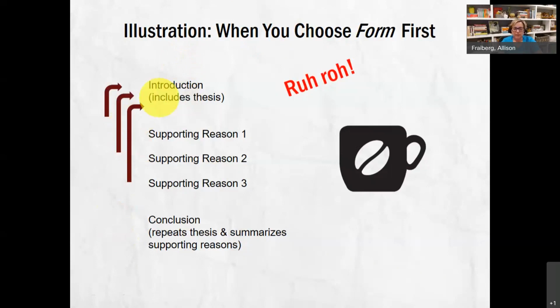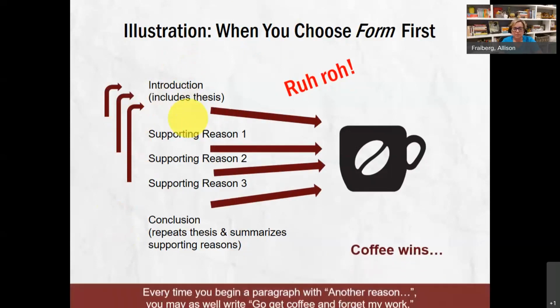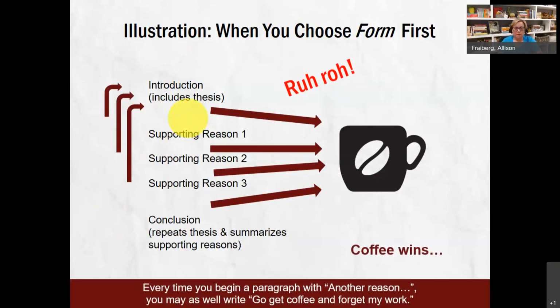But I'm reading, I can't get out this way, but you know what? I can get out this way, I can get out this way, and this way. And what happens? The coffee wins. Because I'm reading and there's no connection made between the reasons. If you look back at these types of essays we've all written, chances are your paragraphs start with sentences such as, and another reason, or second, because we're trying to make up transitions that don't exist.